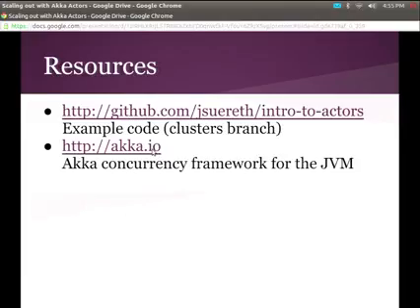Okay, here are a few resources. The source code is at J. Surratt, Intro to Actors, if you want to read the source code that I used for this talk. Yeah, I don't really have time for a demo, sorry.